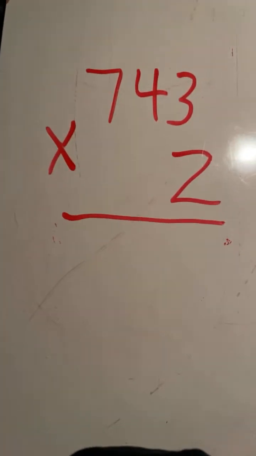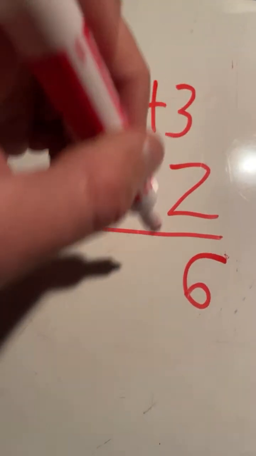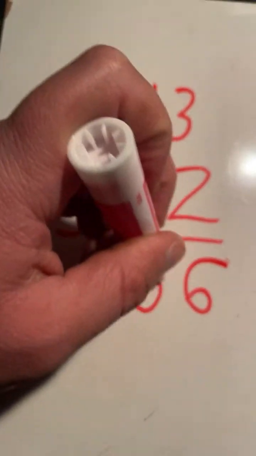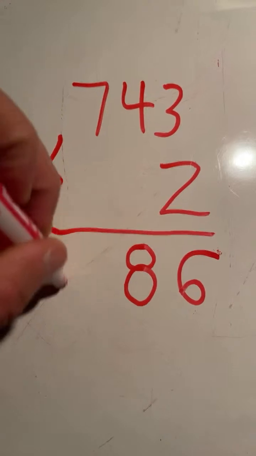743 times 2. That's my next problem. 3 times 2 equals 6. Do not need to regroup because our product is less than 10. 4 times 2 equals 8. Again, we do not need to regroup there because our product is less than 10. 7 times 2 equals 14.